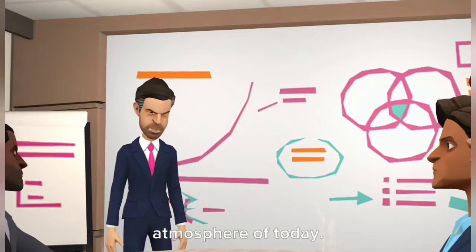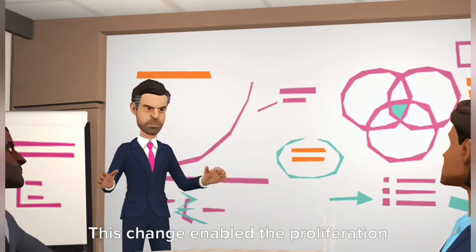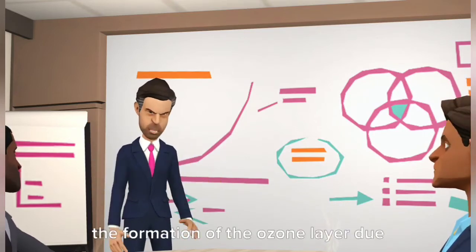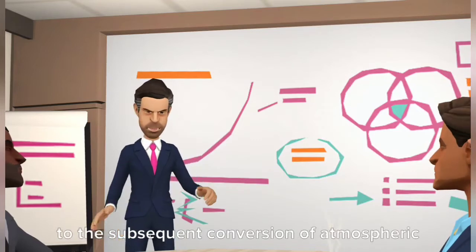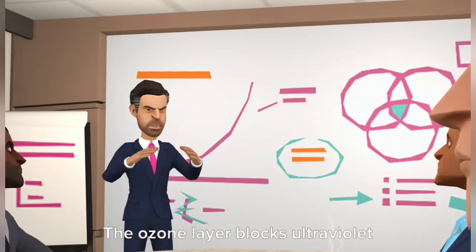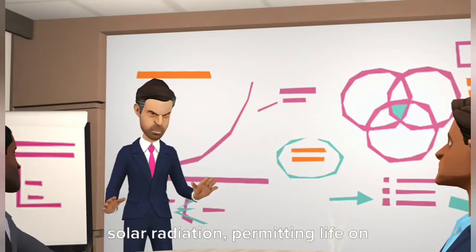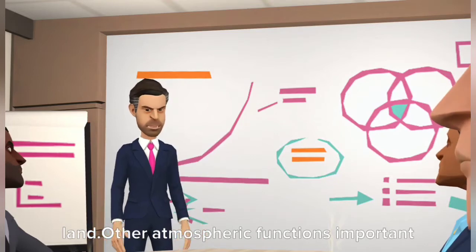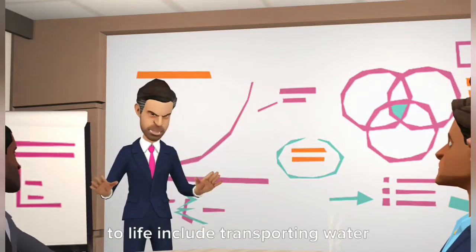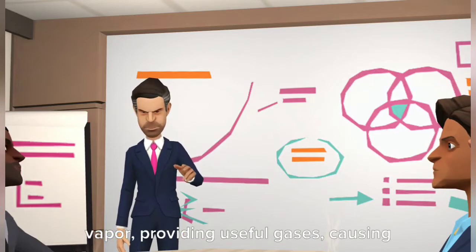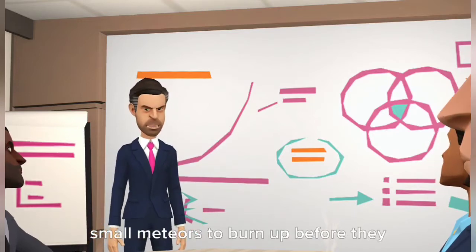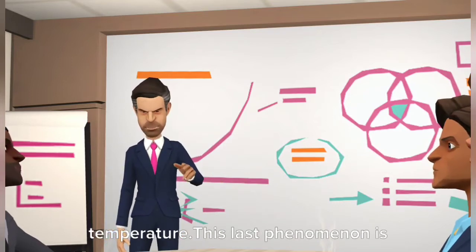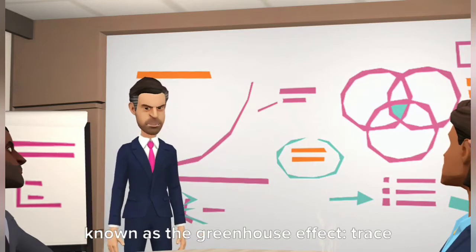Earth's biosphere has significantly altered its atmosphere. Oxygenic photosynthesis evolved 2.7 Ga, forming the primarily nitrogen-oxygen atmosphere of today. This change enabled the proliferation of aerobic organisms and, indirectly, the formation of the ozone layer due to the subsequent conversion of atmospheric O2 into O3. The ozone layer blocks ultraviolet solar radiation, permitting life on land. Other atmospheric functions important to life include transporting water vapor, providing useful gases, causing small meteors to burn up before they strike the surface, and moderating temperature.